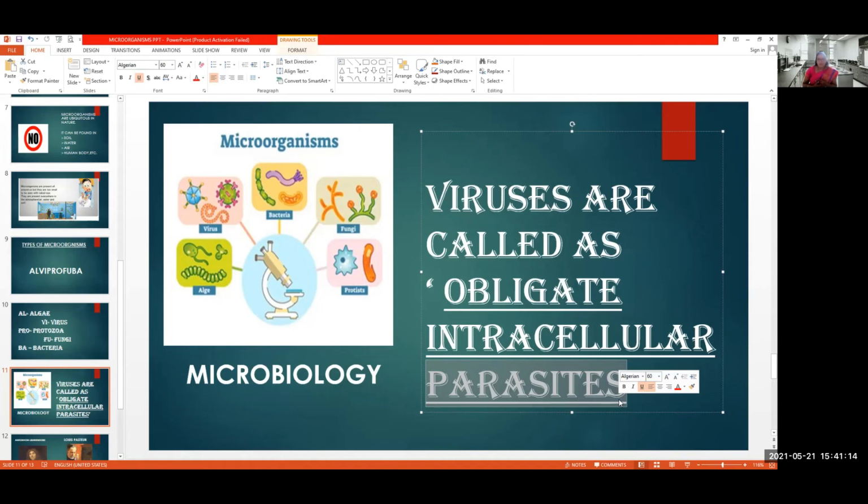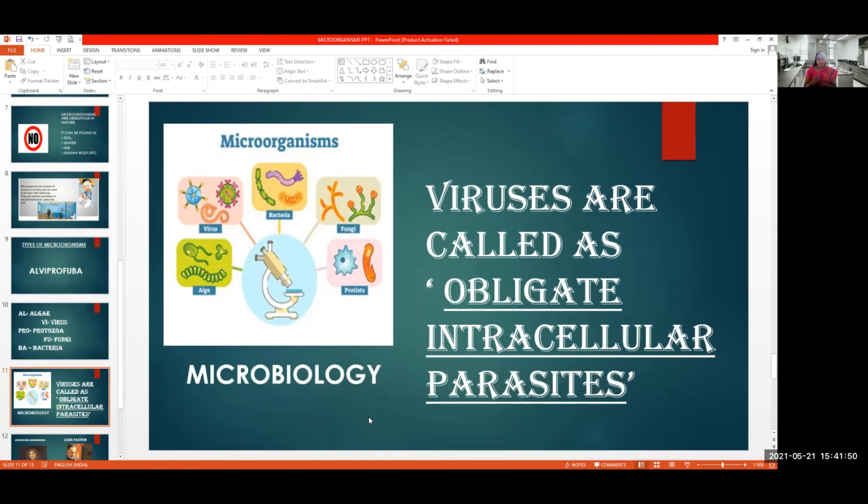Viruses are also called obligate intracellular parasites. Once the virus enters a host cell, what will happen? The virus stops the host cell activity. The cell is still there, but inside it is not working; instead the virus starts to work with the help of our energy and nutrients. That is why viruses are called obligate intracellular parasites. Understood? And what is this word called microbiology?